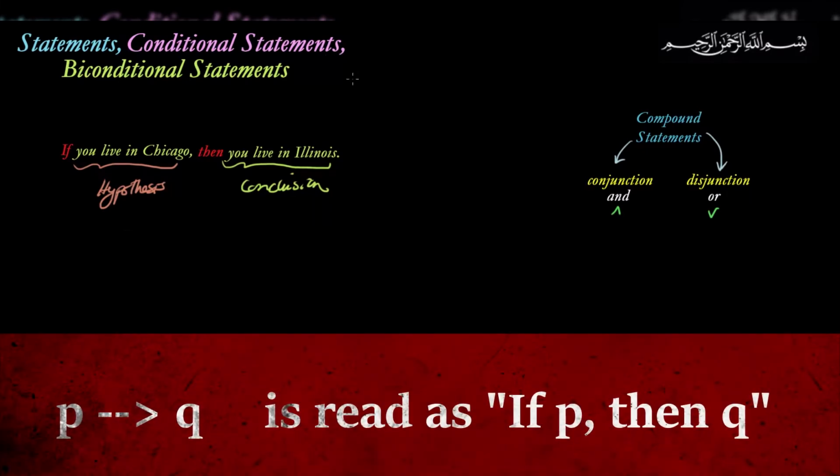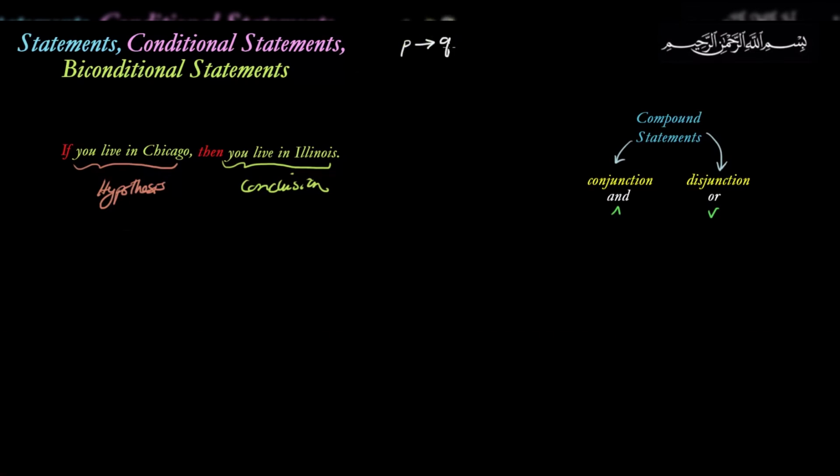If the original conditional statement is P, if P, then Q, then there are three additional types of statements, and they're given names. First is a converse of this particular statement. A second is an inverse of the original statement. And the third is a contrapositive.